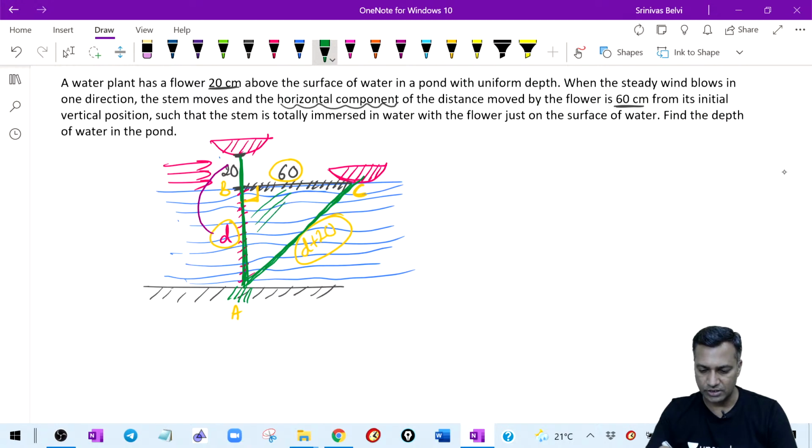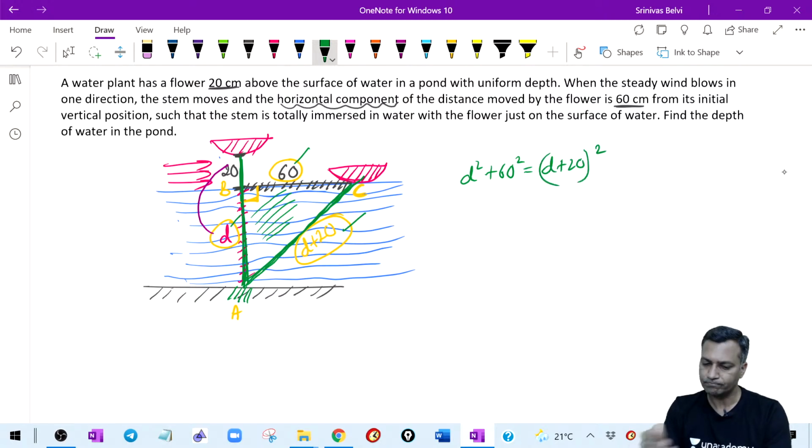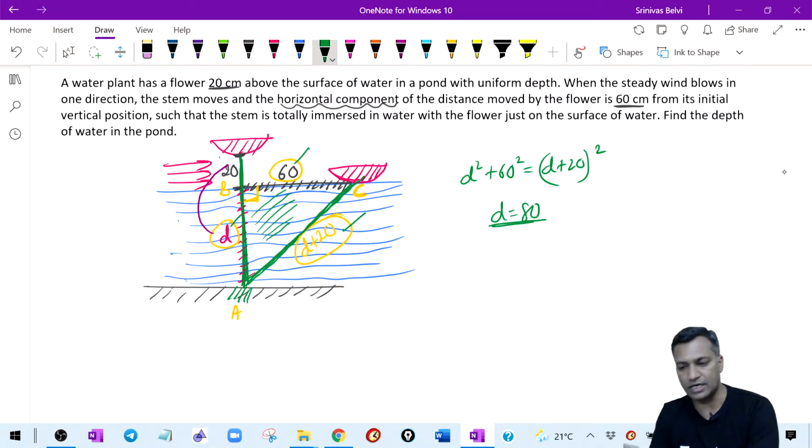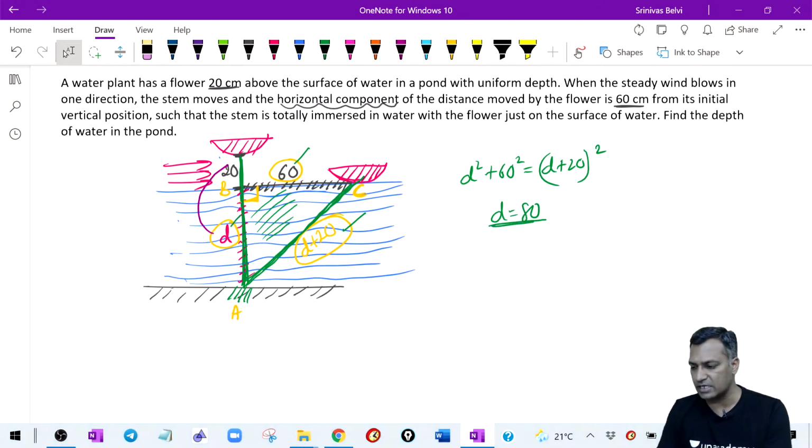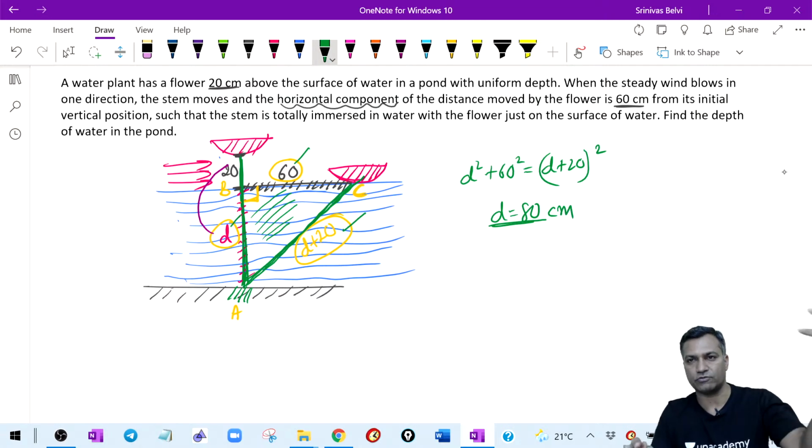And hence consider this right angle triangle where the hypotenuse is D plus 20, one of the legs is 60 and the other is D. Technically, you are saying that D square plus 60 square is equal to D plus 20 whole square. Upon solving, you get D is equal to 80. It appears to be quadratic, but D square gets cancelled on both sides and it becomes a linear equation. You directly get the depth is equal to 80 centimeters.